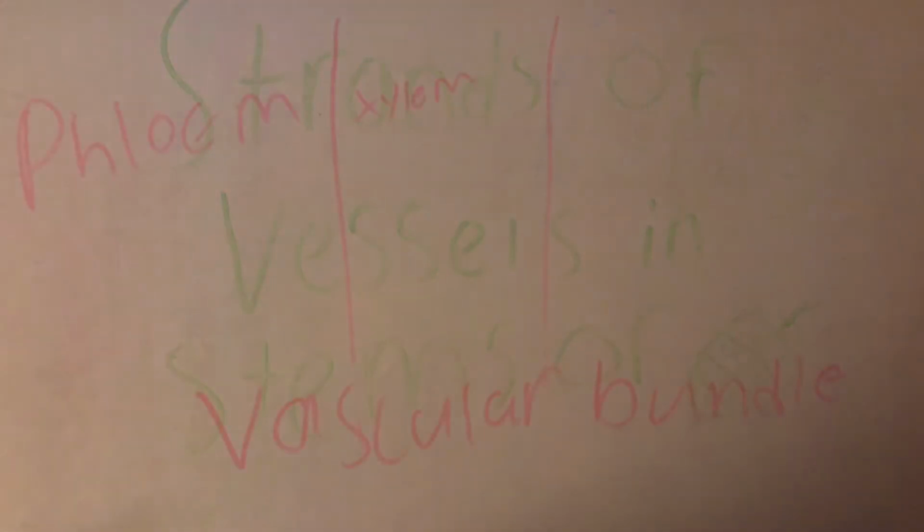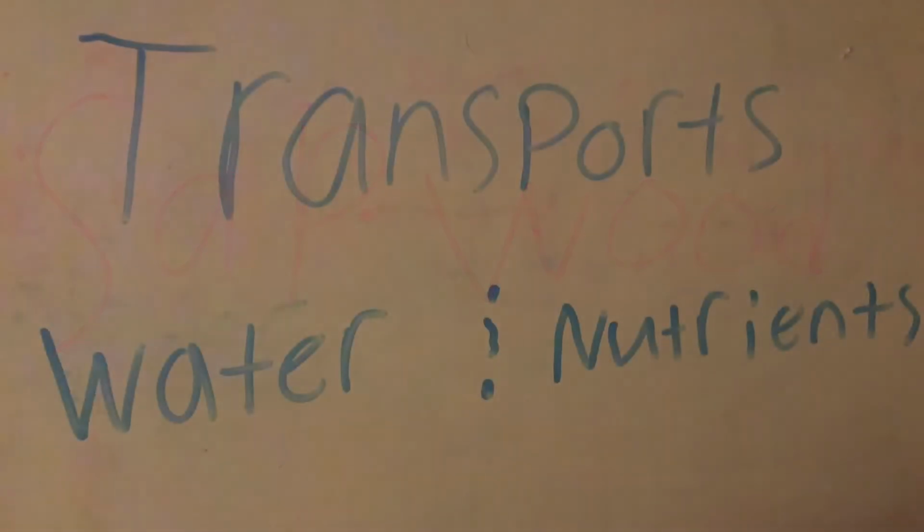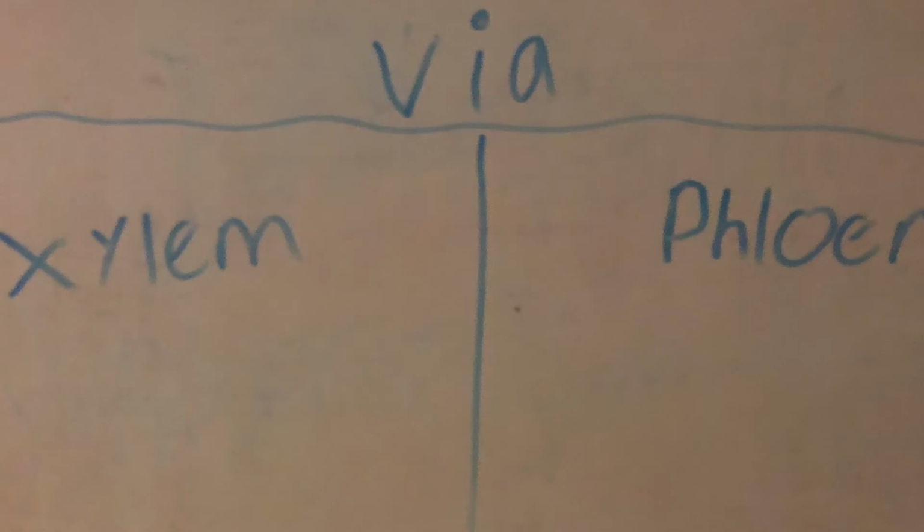Our next thing is the vascular bundle. It's strands of vessels in the stems. Vessels, not vascular, sorry. As you can see, it's in the xylem and the phloem, so that it helps with water transport. Our next thing is sapwood. It transports water and minerals via the xylem and phloem.